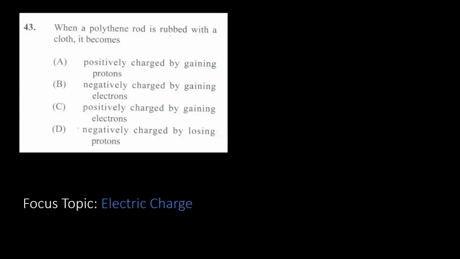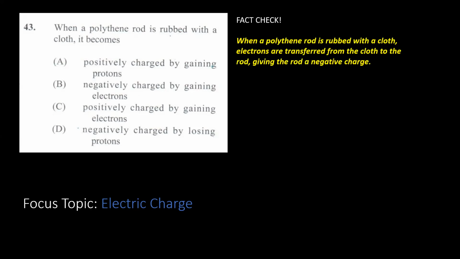Number 43, when a polythene rod is rubbed with a cloth, it becomes. When polythene is rubbed with cloth, electrons are transferred from the cloth to the polythene. So the polythene rod will gain a negative charge. So we look for an option which says negatively charged. And it can only become negatively charged by gaining electrons, since electrons are negatively charged. So our answer should be B.